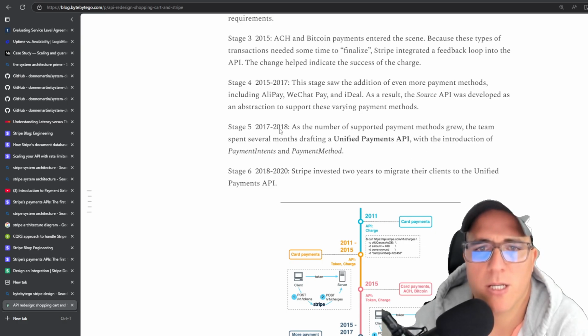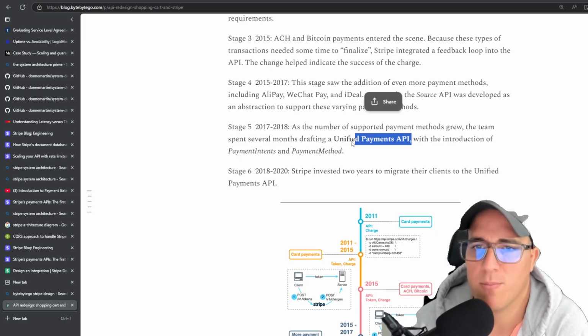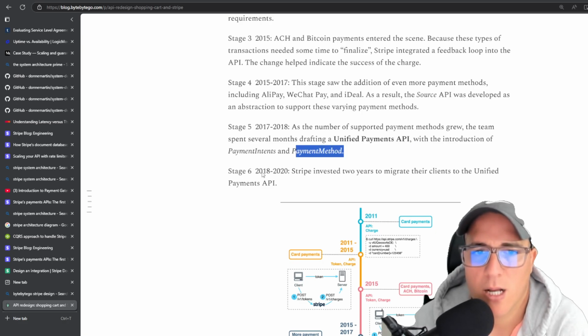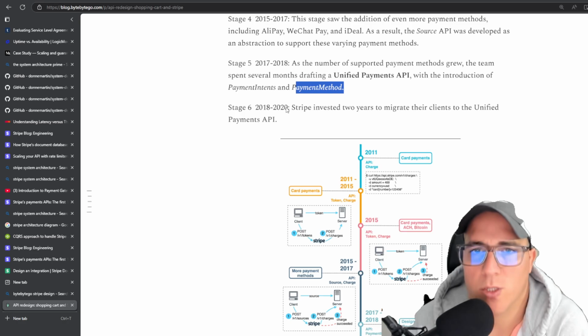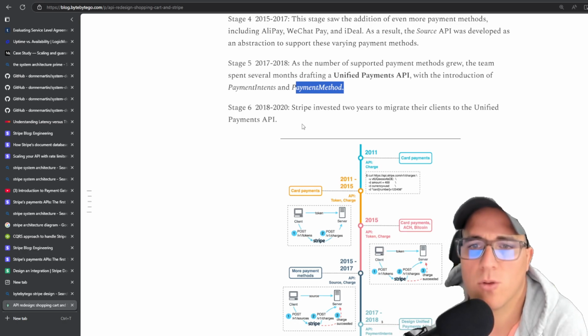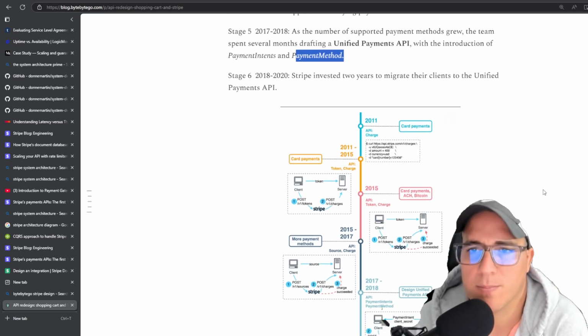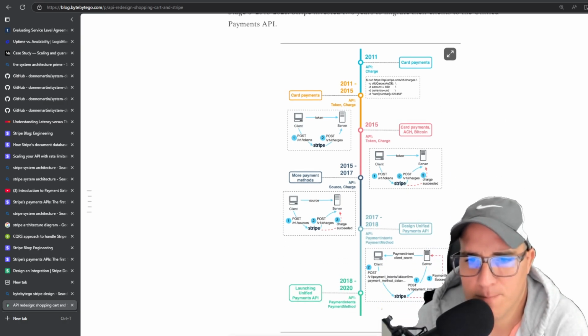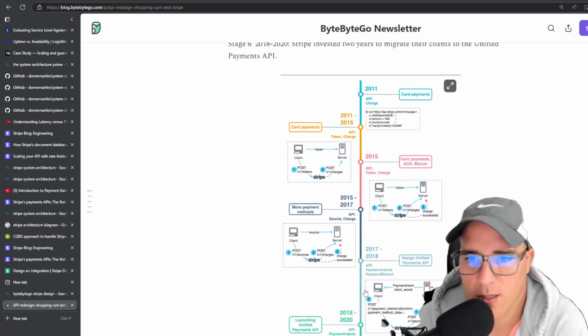Stage 5, 2017 to 2018, as the number of supported payment methods grew, the team spent several months drafting the unified payment API, with the introduction of payment intents and payment methods. Stage 6, up to 2020, Stripe invested 2 years to migrate their clients to the unified payment API. And what is the unified payment API? So basically an API where you can use any specific method to create a transaction.